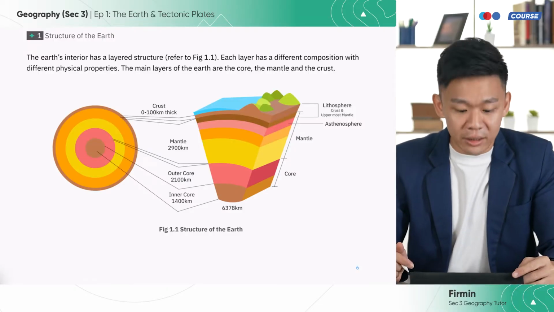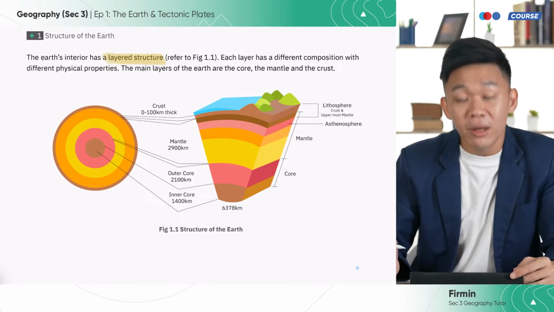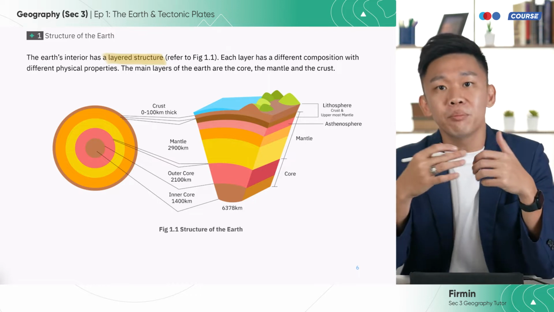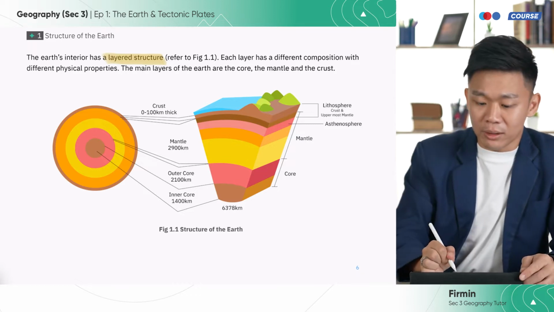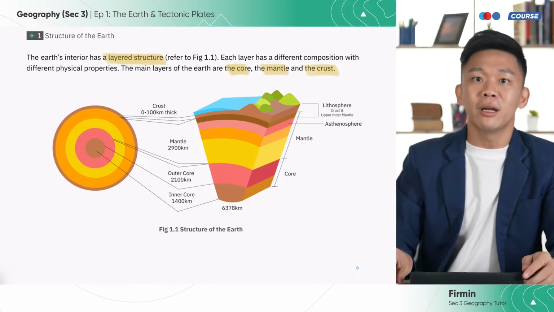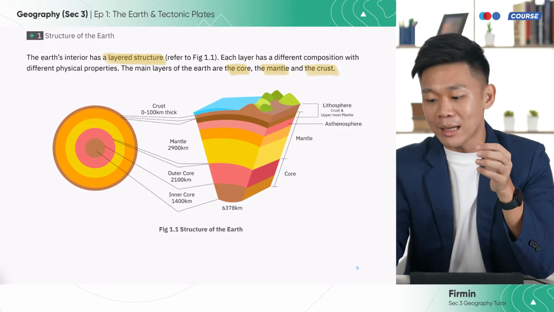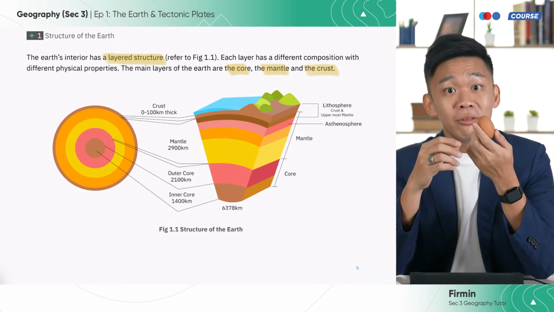So the Earth's interior has a layered structure, right? You can see from figure 1.1. Each layer has different physical properties. And these three layers are called the core, the mantle, and the crust. Now, to illustrate these three simple and basic layers of the Earth, I'm going to use an egg to show you the different layers of the Earth.